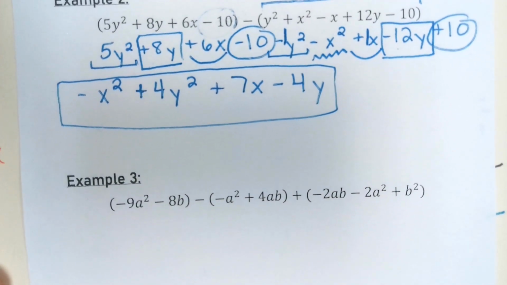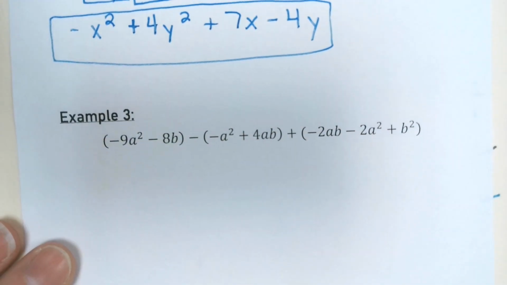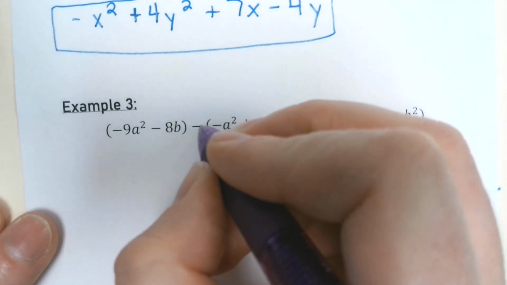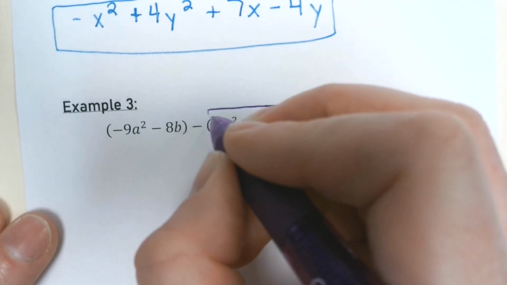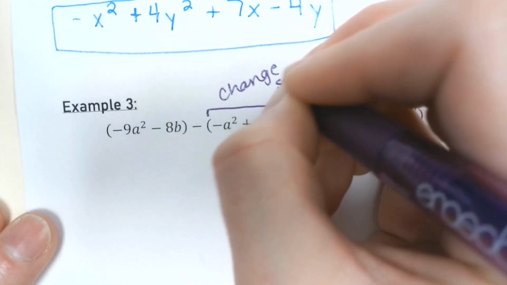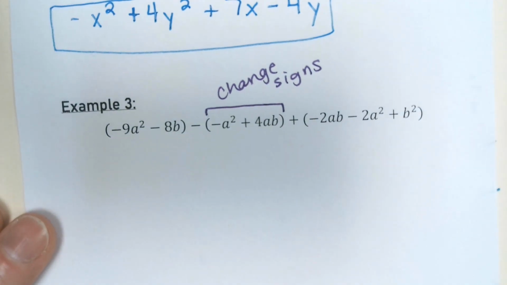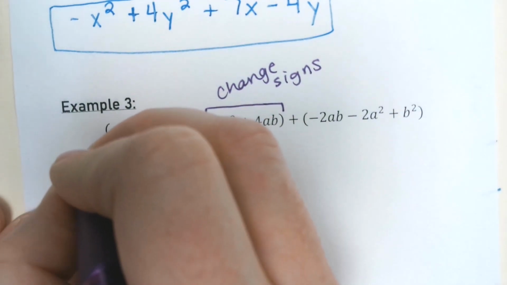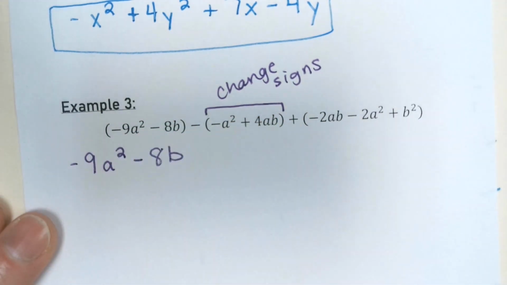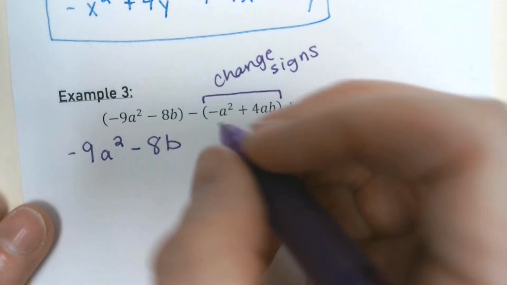Okay, we're going to do this next one. We have A's and B's all mixed up. So I have this minus here, so this whole thing is going to change signs. I'm going to carry the first one down without the parentheses. Then I'm going to go ahead and do this.